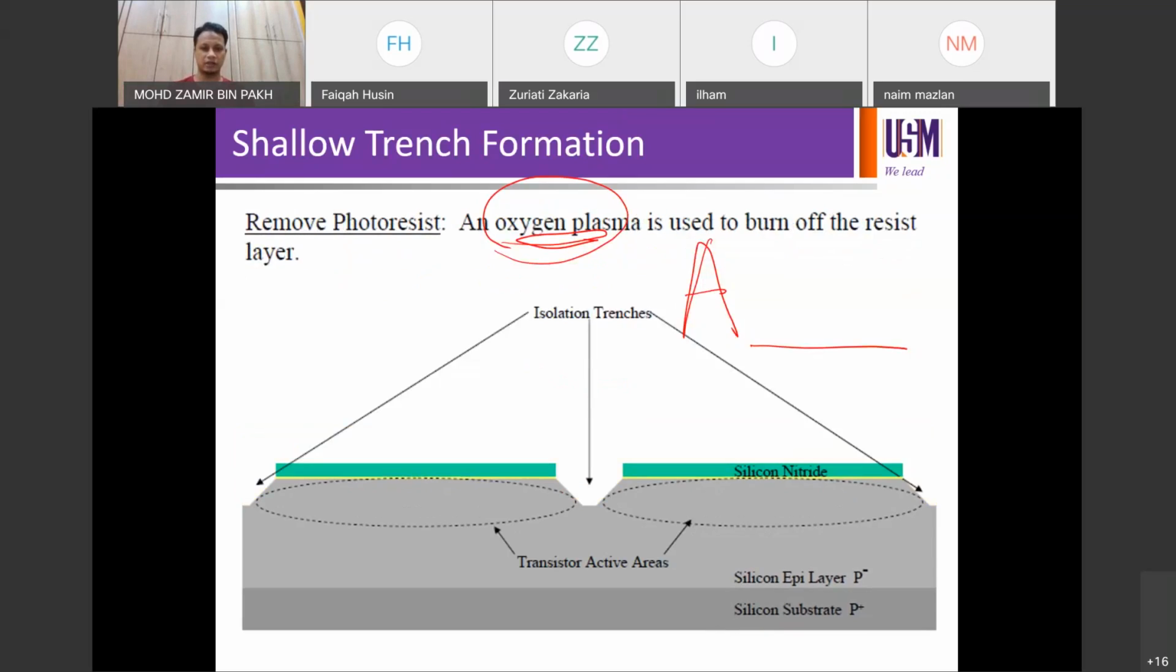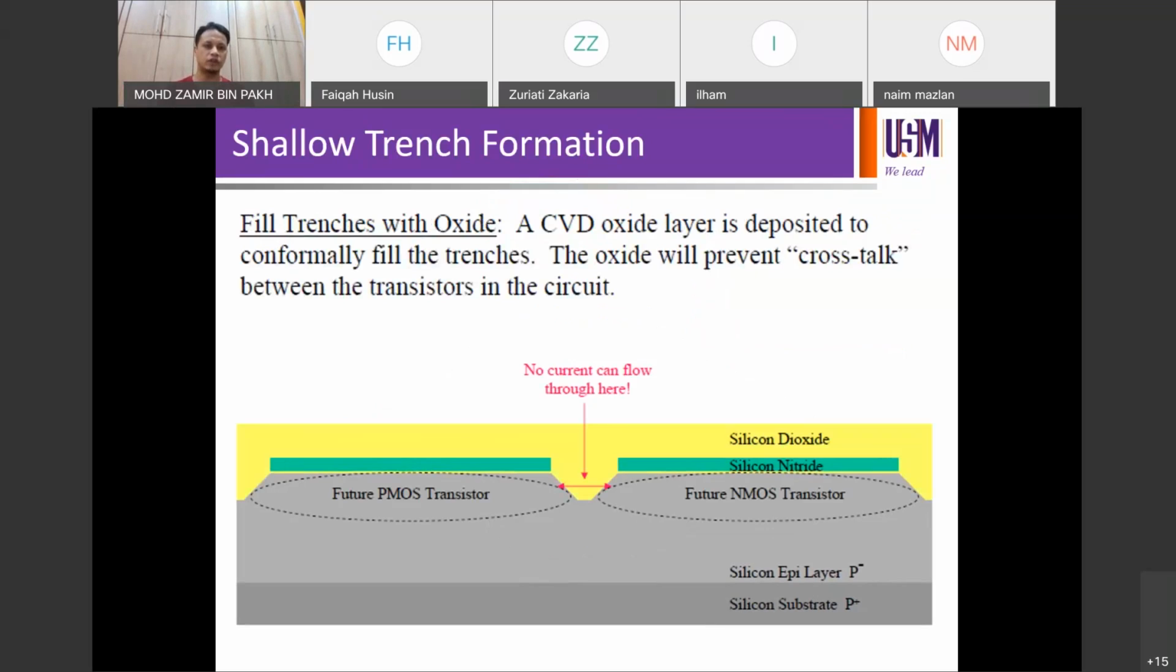So now using the etching process, done. So you now get this structure: nitride pattern, PET-ox pattern, then you have STI or shallow trench isolation, or trenches. Done. Next, fill trenches with oxide. So now a CVD oxide layer is deposited to conformally fill the trenches. So we deposit CVD oxide. So an oxide layer by CVD process. Okay, CVD oxide means oxide layer deposited, not grown.